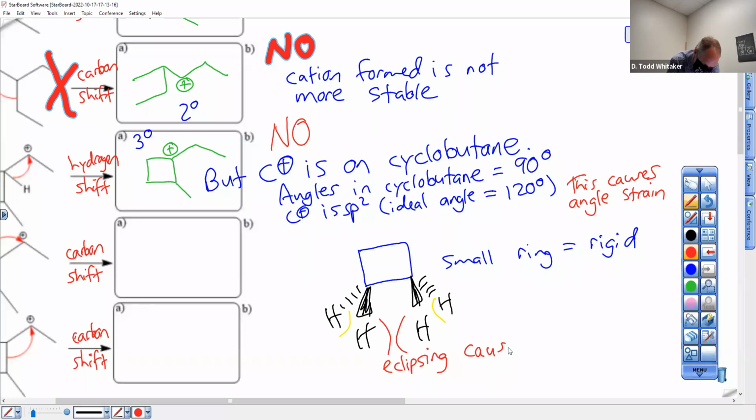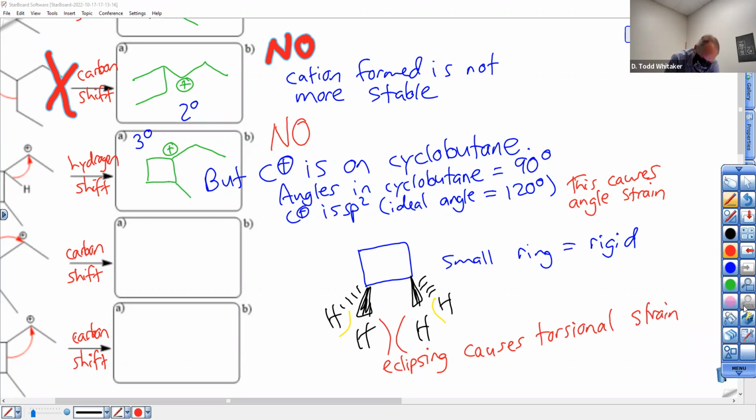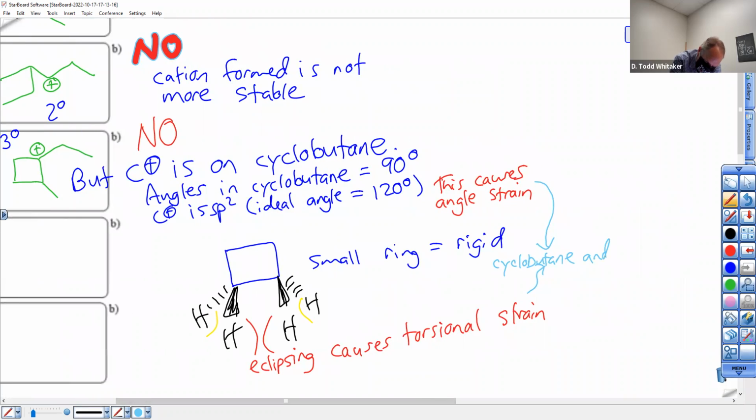And I skipped over this because I knew I wasn't going to have it on your first test. See, I can do that. But it's happening now. Eclipsing causes torsional strain. So keep in mind these 2 red things. These things are relevant for cyclobutane and cyclopropane both. Cyclobutane and cyclopropane only. Why?